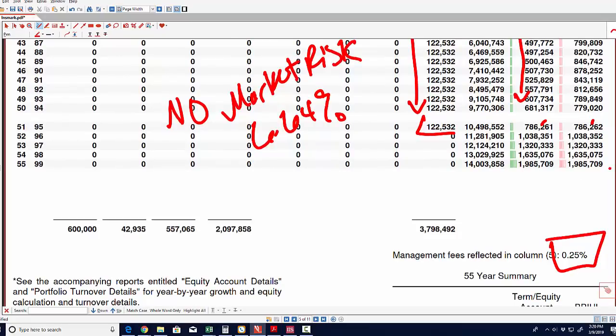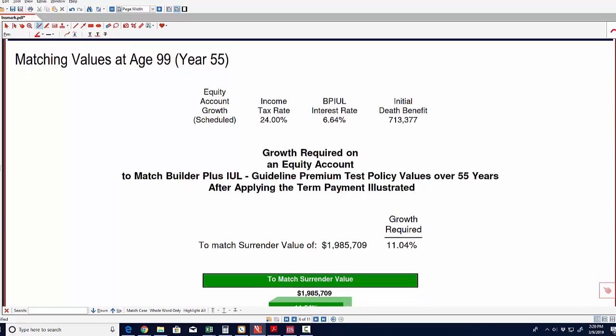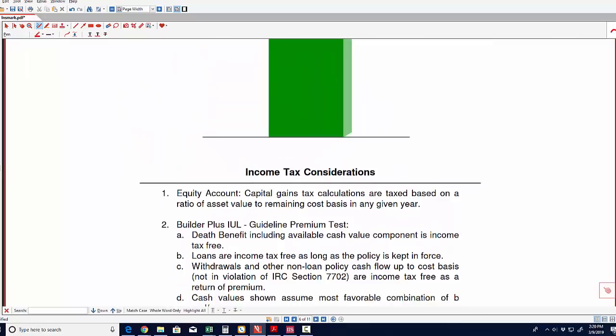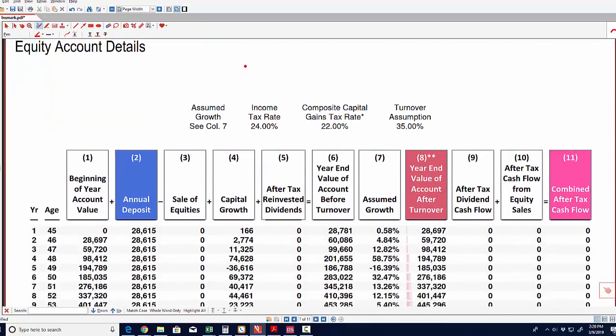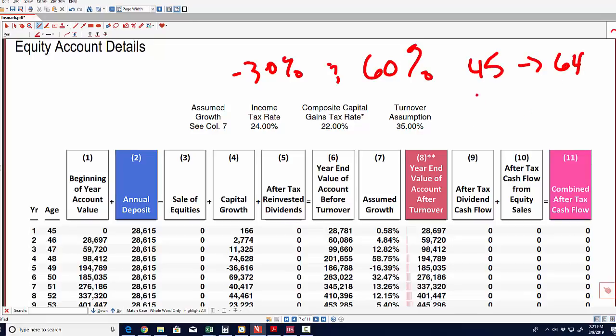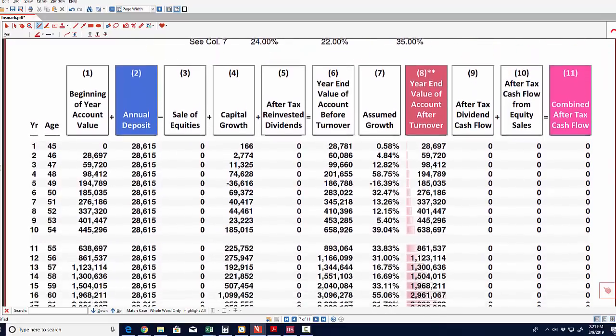The next logical question is, okay, well, what did you use as a growth assumption? So let's go ahead and look at that, because that's probably the best part of this entire comparison, is what did I use as a rate of return? And what I did is I said, give me random returns between negative 30% and 60%, between ages 45 through 64. And then at age 65, I want you to show me negative 2 to 9% for life. And so that's what it's doing here.